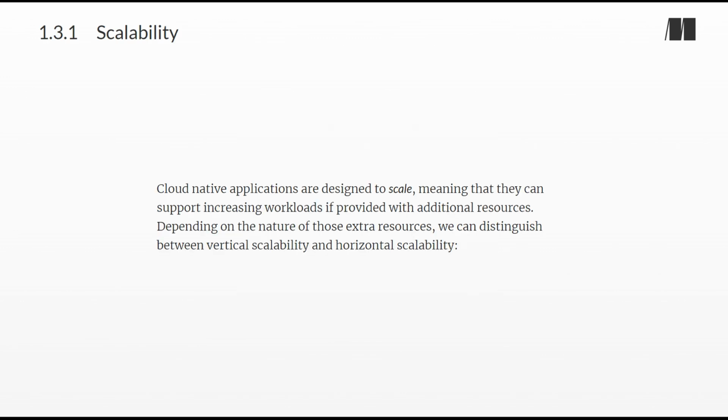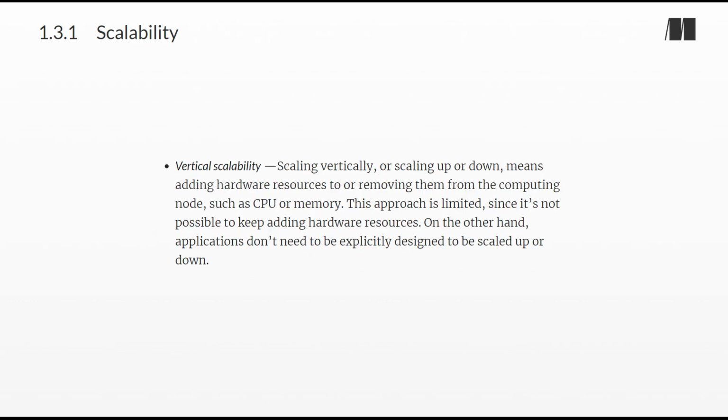Section 1.3.1, Scalability. Cloud-native applications are designed to scale, meaning that they can support increasing workloads if provided with additional resources. Depending on the nature of those extra resources, we can distinguish between vertical scalability and horizontal scalability. Vertical scalability. Scaling vertically or scaling up or down means adding hardware resources to or removing them from the computing node, such as CPU or memory.